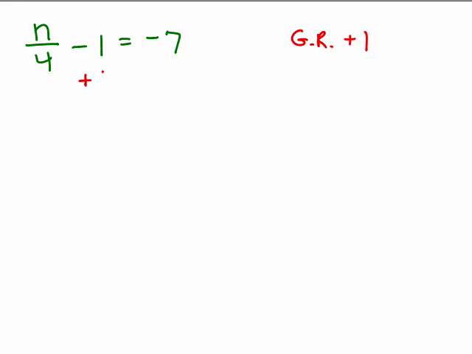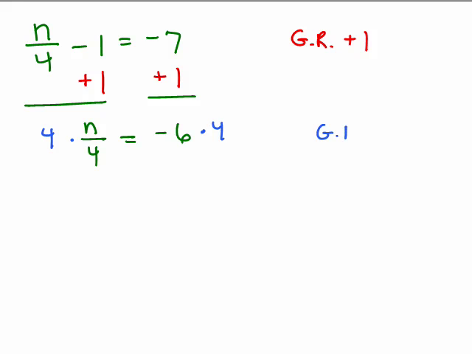So if I add 1 here, I have to also add it on the other side, and basically you want to line it up under its like term. So on this side I only have n over 4 left. And on the right hand side, be careful, it's negative 7 plus 1, which is negative 6. Now we're back to n divided by 4. To undo that, you want to multiply both sides by 4. So now you're using the golden rule of multiplying both sides by 4.